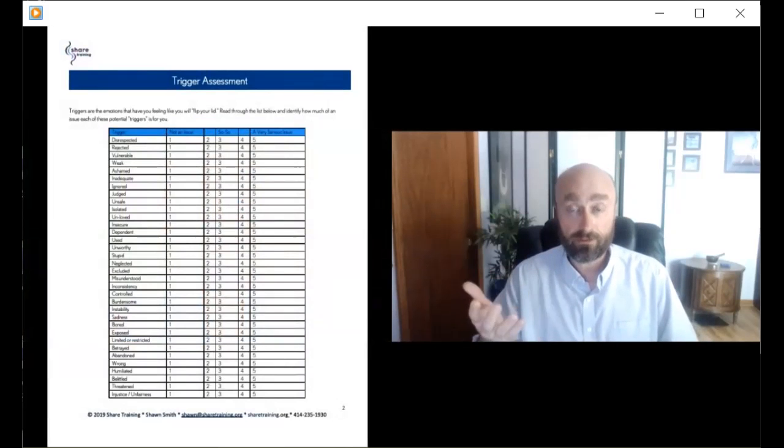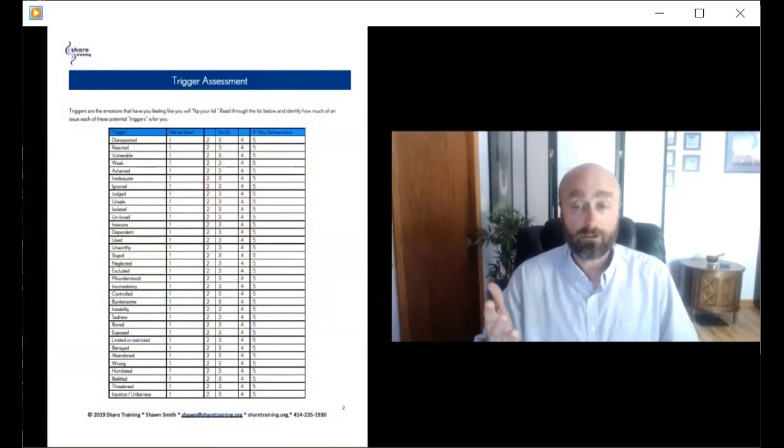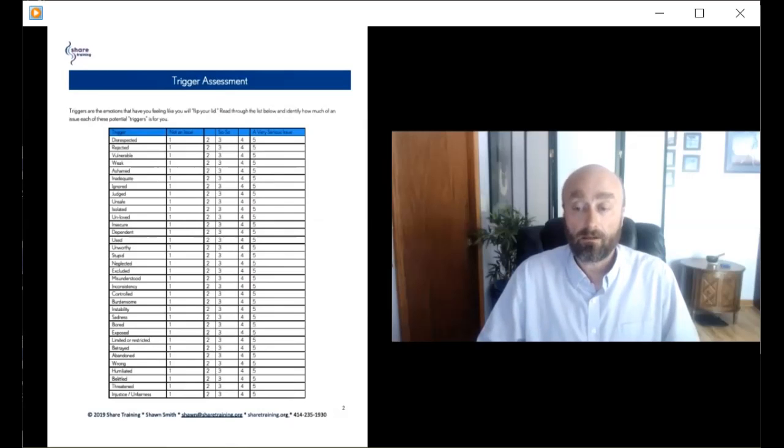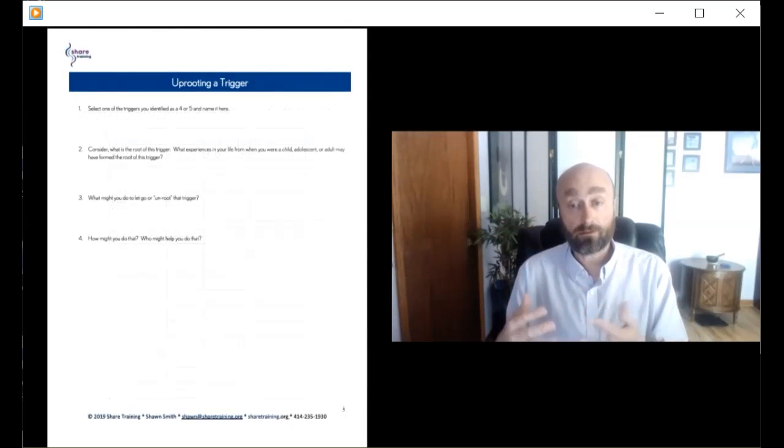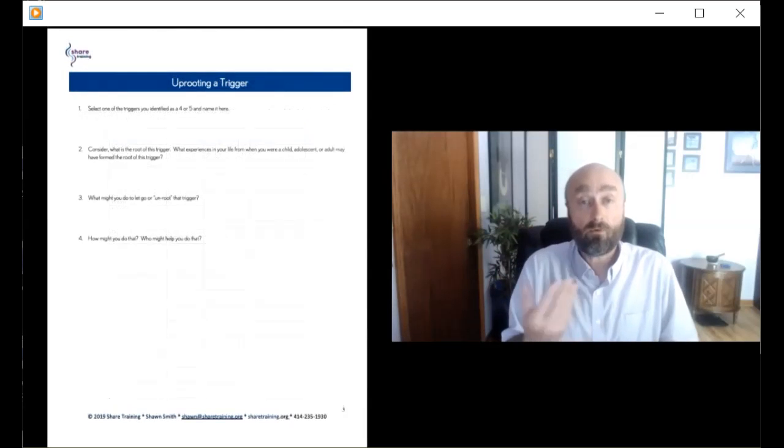So we've got a bit of optional homework for you. You've received this handout, and on page 2 of the handout, you'll see a trigger assessment. It's pretty simple. You go through this list of terms and identify whether it's not an issue, a so-so issue, or a very serious issue. Then you pick out one of the higher end issues, the 5 or 4. On the next page, on page 3, you select one, consider what is the root, and go through this self-reflection process using these prompts and identify what you want to do about it.